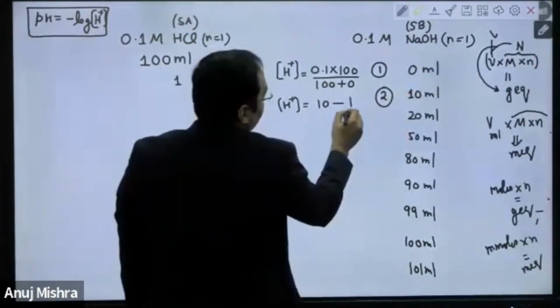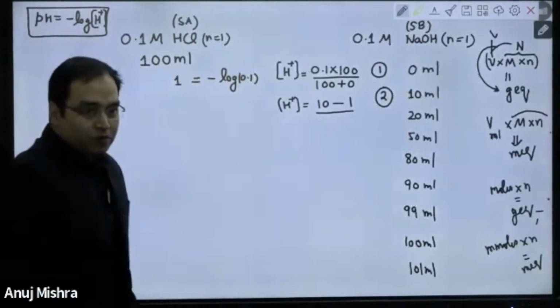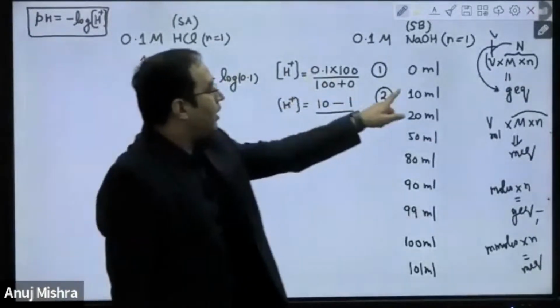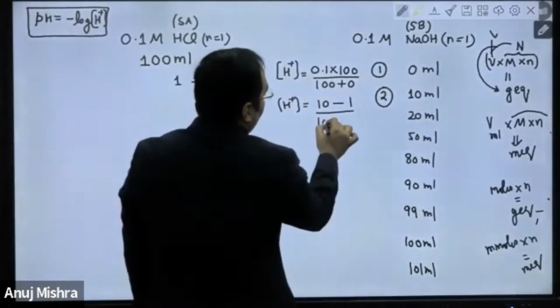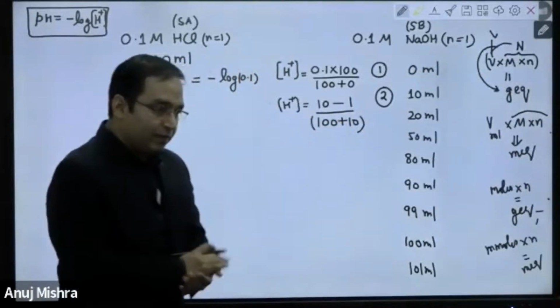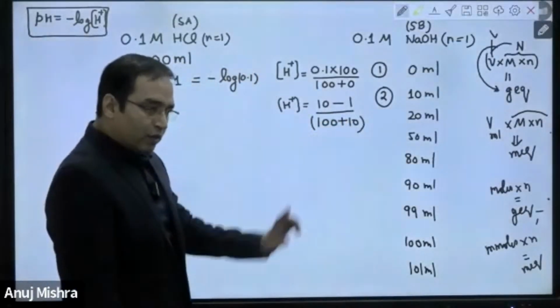So effectively H plus will be 10 MEQs of H plus minus 1 MEQ because of this maths. I'm subtracting 1, and dividing the remaining MEQs of H plus by the total volume, 100 and 10 ml. Volume will be added, no? See, volume cannot be subtracted. Volume will always be added. You understand this point? Any doubt in this?